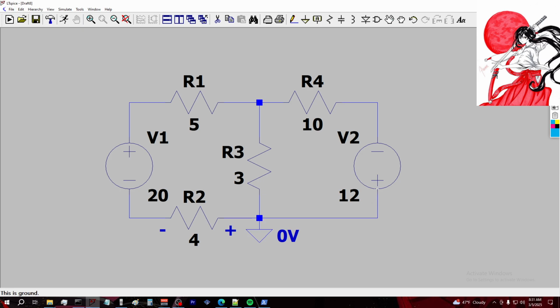Same thing with our positive here. As you can see, the batteries' orientations are flipped. This is negative to positive, but this is positive to negative. The positive terminal is connected to ground, which is 0 volts. So if the positive is 0 volts, that means the negative is now 12 volts, which shouldn't be happening.